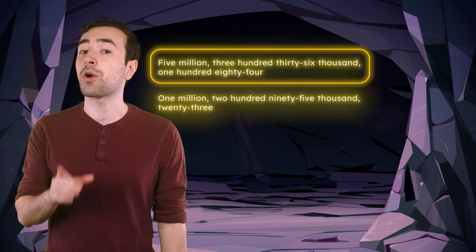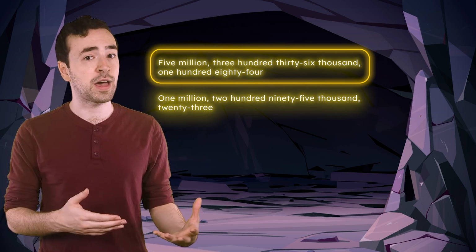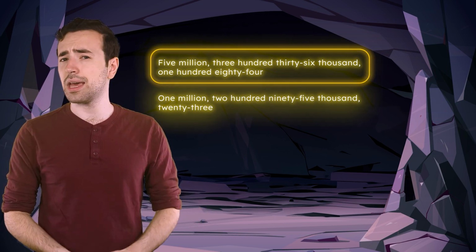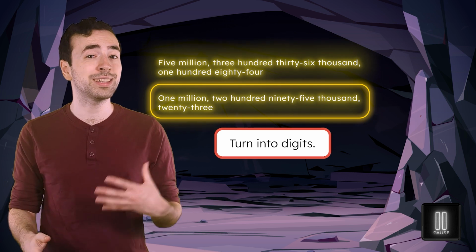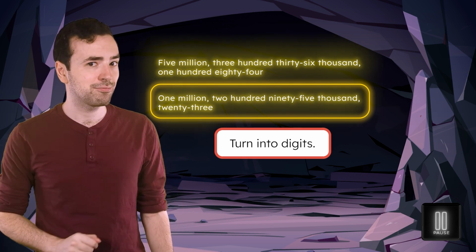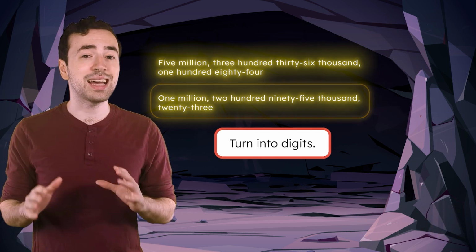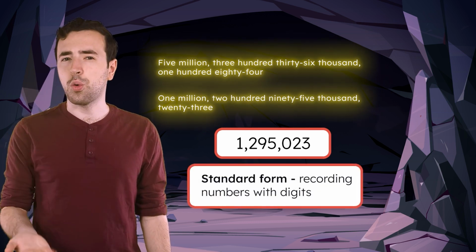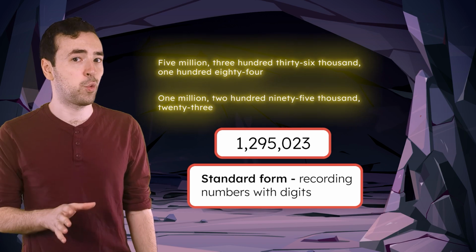Notice how the word form of a number still has commas. Remember that the commas are a cue to help us know where to say the labels million or thousand. How would that look represented with digits instead, though? Pause the video here to turn the word form of 1,295,023 into digits. Expressed as digits, it should look like this. When we record numbers as digits, it's called standard form.